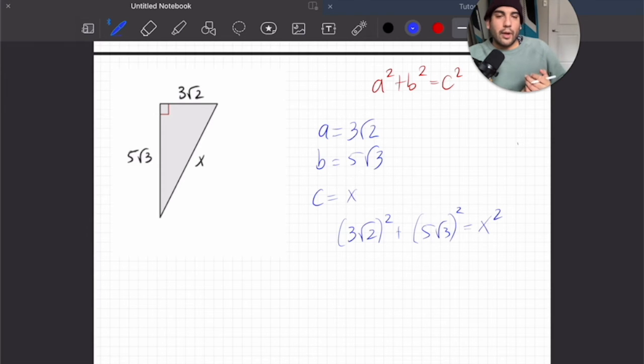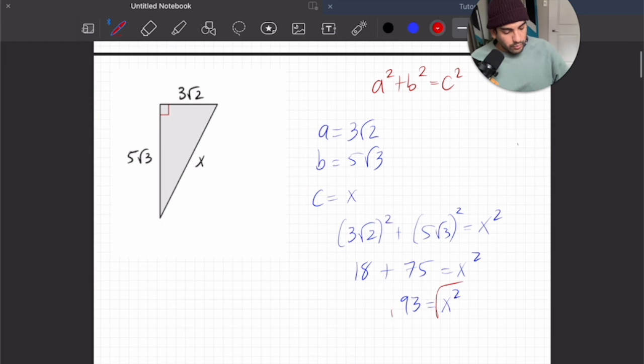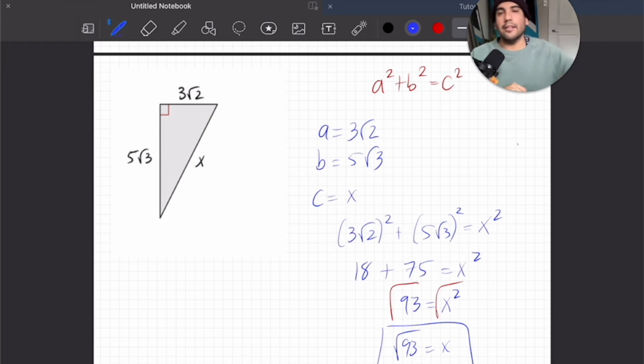For those that don't know radicals, it is okay. You can always use a calculator just to practice this. But if you're taking algebra, I think at this point we should know how to multiply these things out. So this is going to become 18 plus 75 equals x squared. Let's add those together. I get 93 equals x squared. If I take the square root of both sides, I get root 93 is equal to x, and I don't think that simplifies any further.